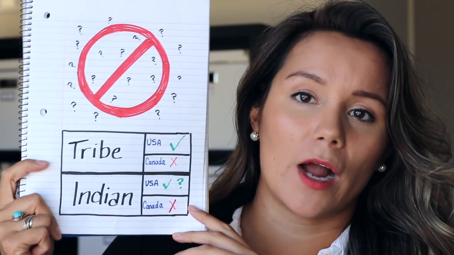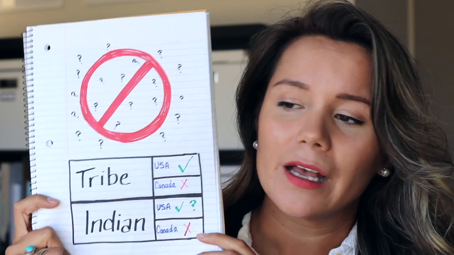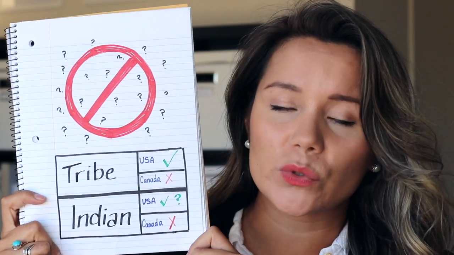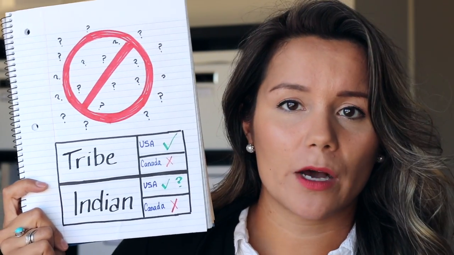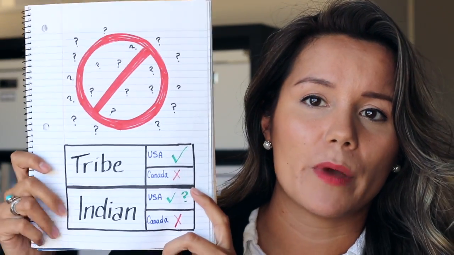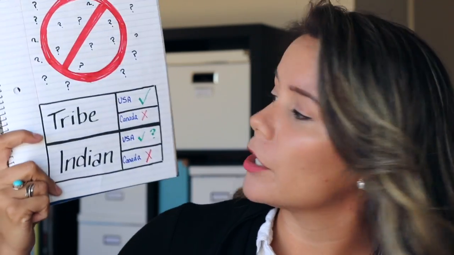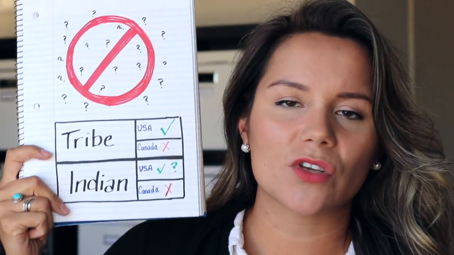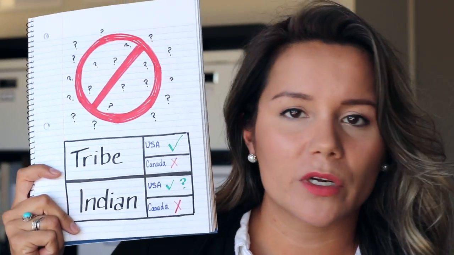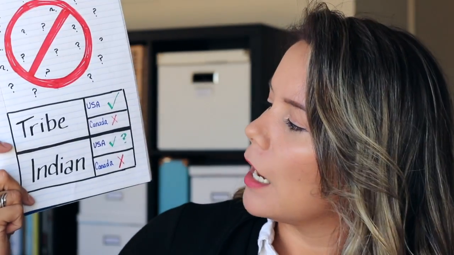So the first is tribe. In the United States, that is a word that is commonly used when people talk about who they are or where they're from. They're a member of the Navajo tribe from this region. In Canada, that's not a word that we use, so I wouldn't recommend using it.